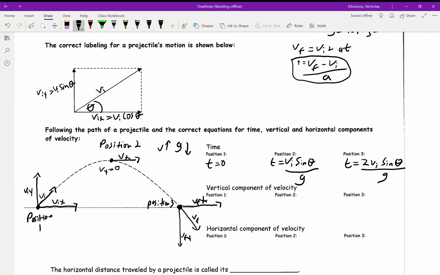Looking at the vertical component of velocity, the initial velocity in the y direction, if we break down that vertical component of our initial velocity, would be vi sine theta. And we would have to know the angle there in order to do this.